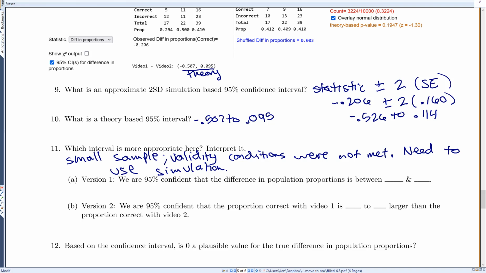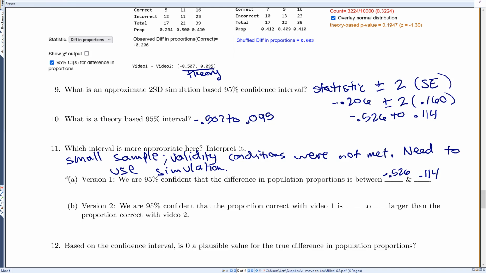The first one, the most simple, is like we're 95% confident that the difference in the population proportions is between negative 0.507 to 0.095. Nope, sorry. We need to use our simulation-based ones. I just looked at the wrong numbers. Negative 0.526 to 0.114. This is truly like what it means when you boil it down, okay? But we can word it different ways, okay?